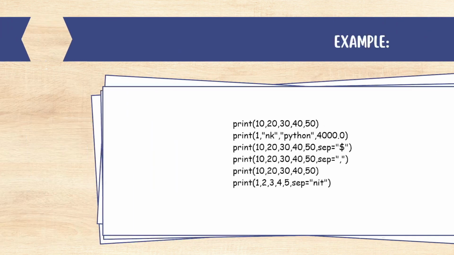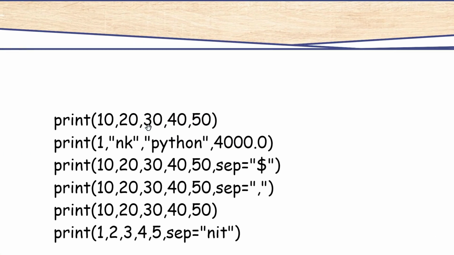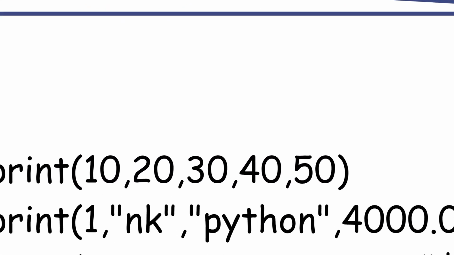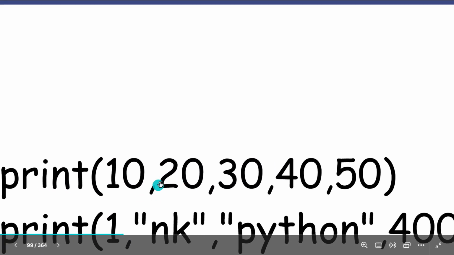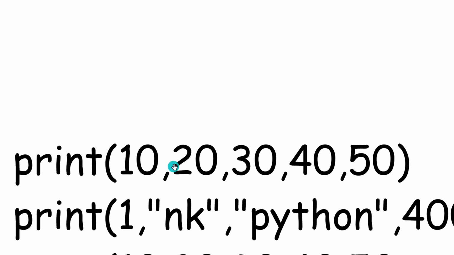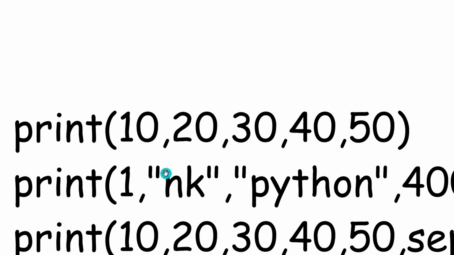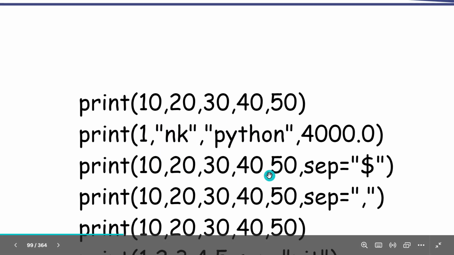Next, see what we have written here: 10, comma, 20, comma, 30, comma, 40, comma, 50. So what will be the output of this first line? Comma will be replaced with whom? Can anyone tell me? Space. Yes, very good. Comma will be replaced by the space, because the default value of the separator is space. Okay, here also it will give a space.